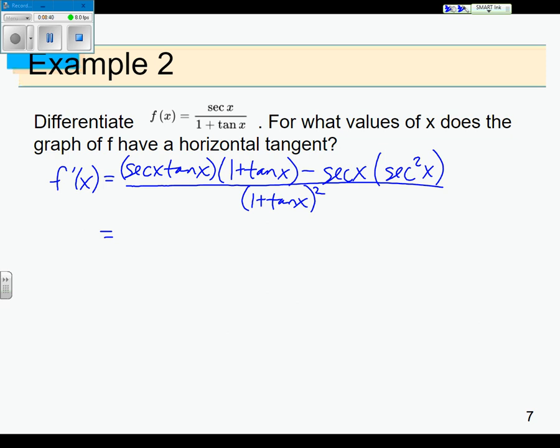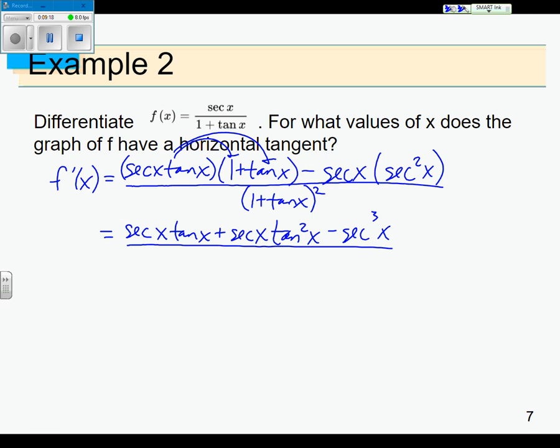You seeing anything? It might help if I distribute. Why don't I distribute on top? Let's do secant x tangent x times 1 is secant x tangent x. And then secant x times secant x tangent x times tangent x would be tangent squared x. Kind of give you an illustration of what I did there. I just distributed secant x tangent x through those parentheses. And here, it wouldn't be the second power anymore, would it? It would be to the third power. All over the bottom part squared.